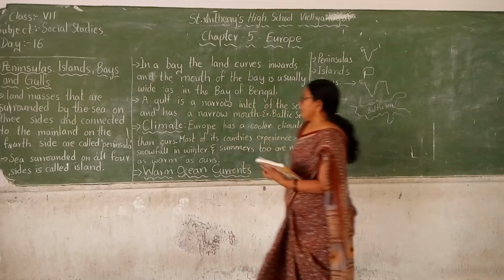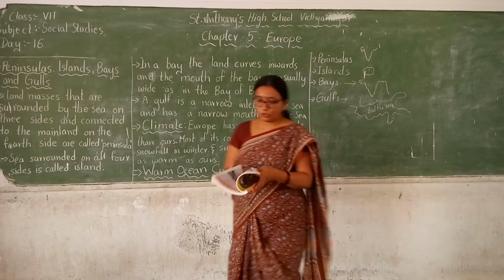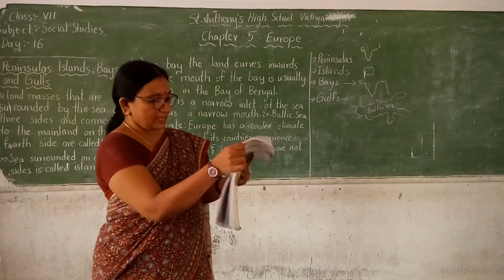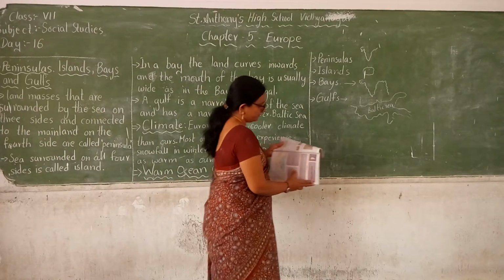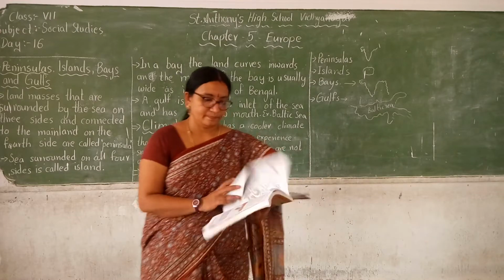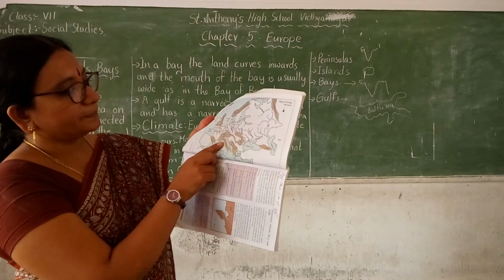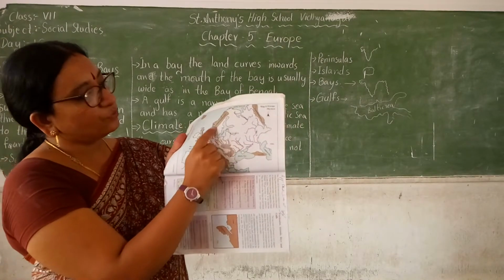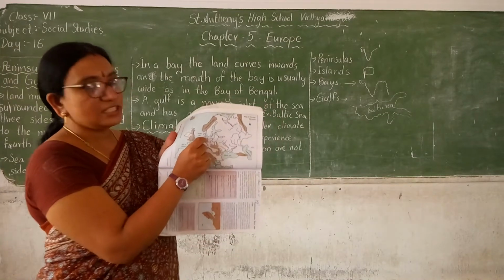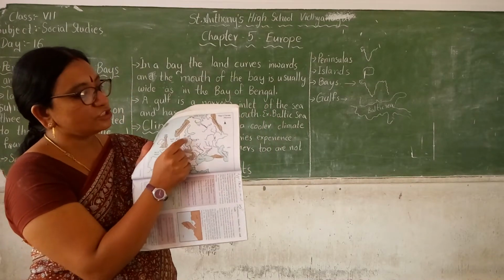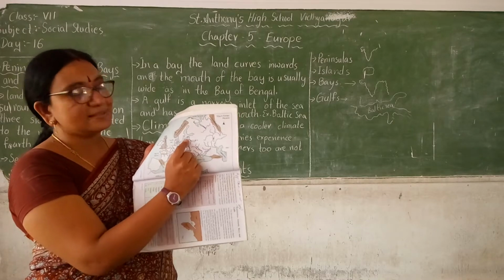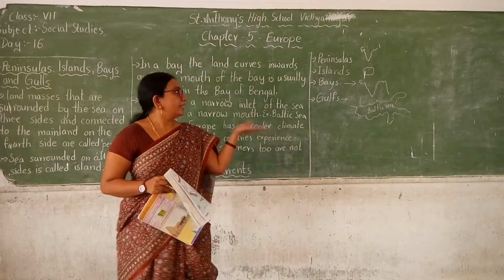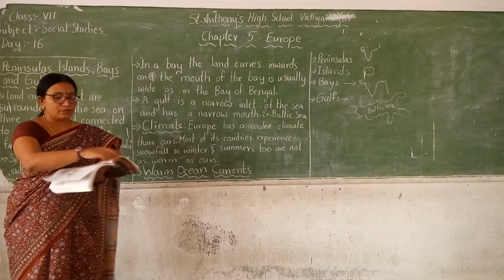A gulf is a narrow inlet. I will show you an example which will make it clear. Here you can see the Baltic Sea. You can observe here the Baltic Sea, which is covered on three sides by land, and its mouth is very narrow. This is the way through which the sea water enters. These kinds of landforms, islands, peninsulas, bays and gulfs, are found in Europe.